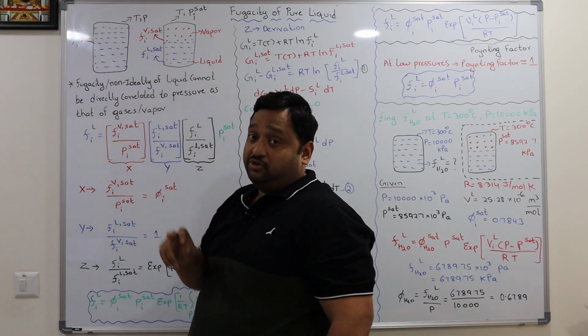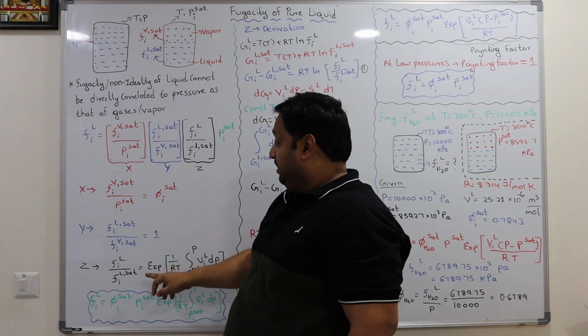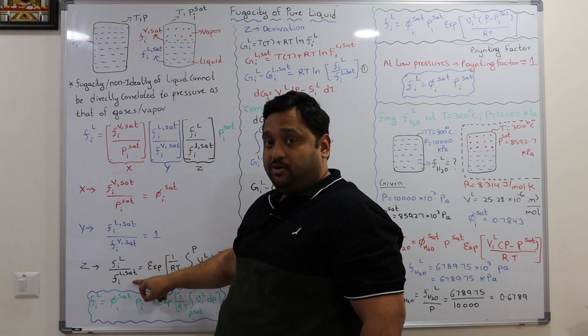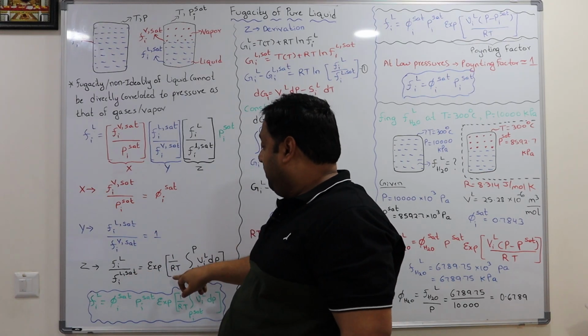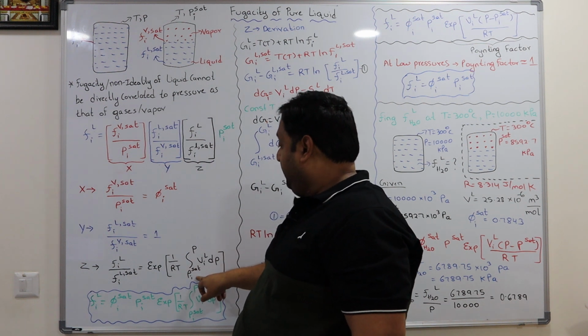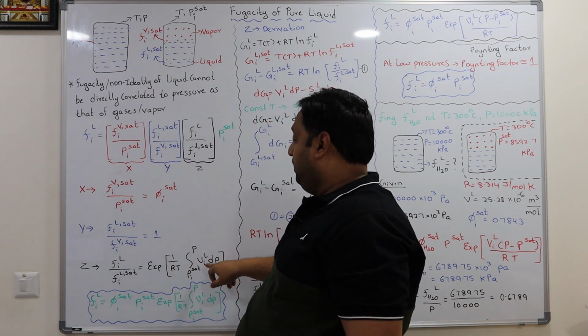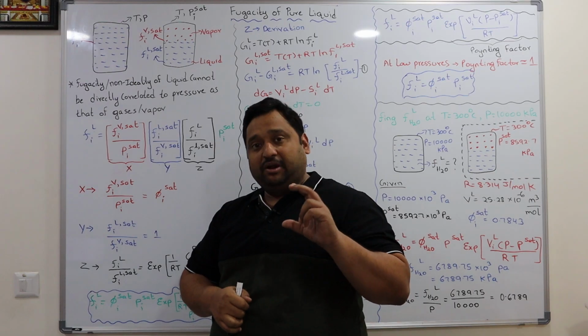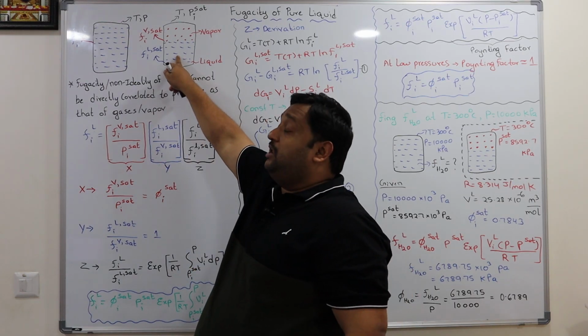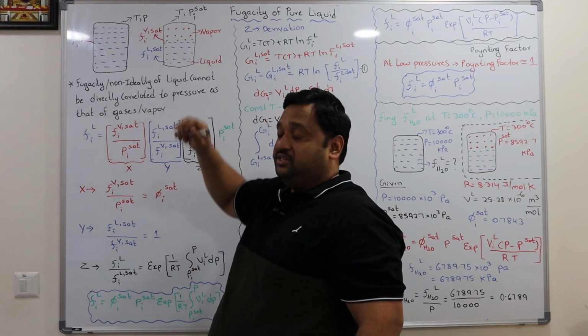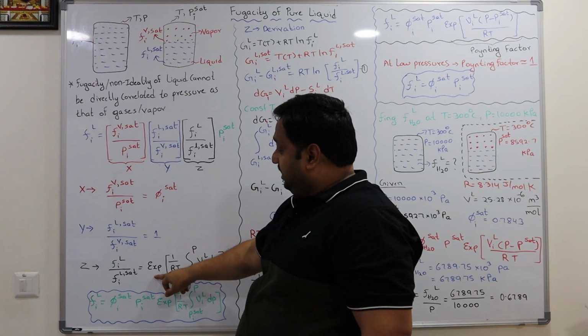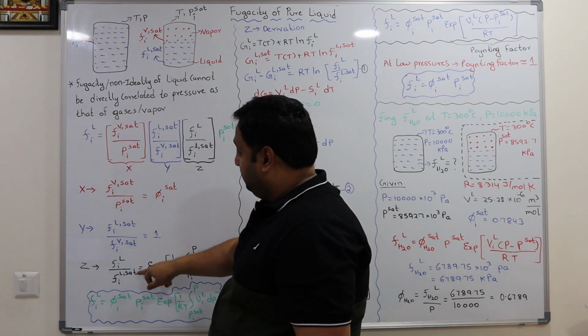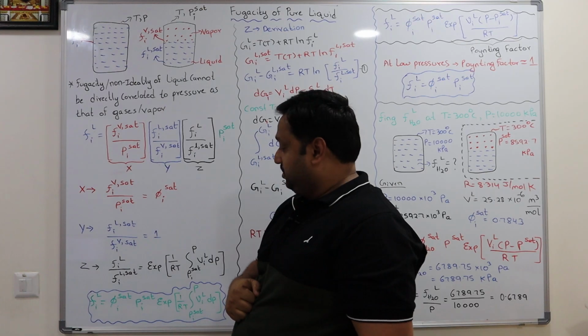You have to take these two ratios, I'm sorry. The ratio of these two is nothing but exponent of 1 by RT integral P sat to P V_iL dP. V_iL means the molar volume of the liquid at the saturated conditions. You get this expression for the Z term. How have we got this?